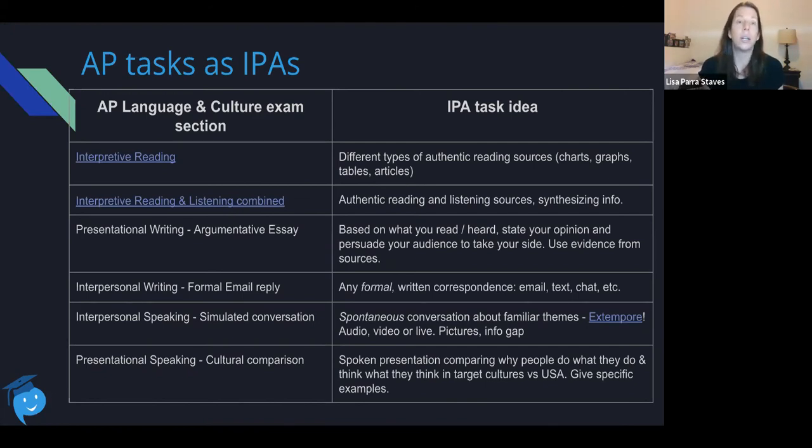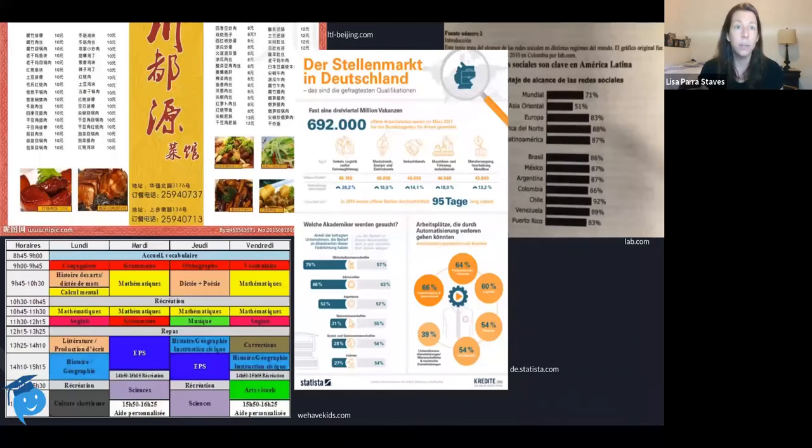is essential. Grant, if you could click to the next slide quickly, I've got some examples of just a variety of interpretive sources. You can see there's a menu. There's like a class schedule, a daily schedule. There's an infograph. There's a bar chart, or a bar graph with percentages. So students at any level can be practicing their interpretive skills with authentic resources. We don't want to change the source. We want to change the task.